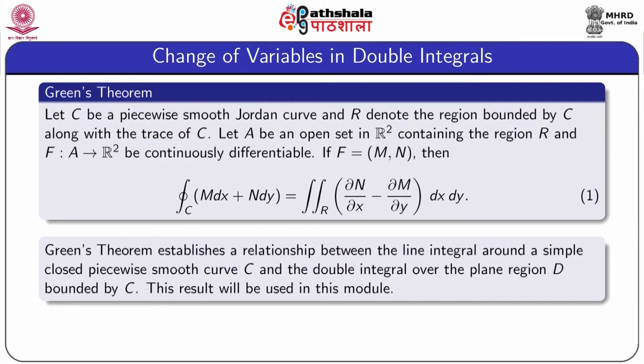Let C be a piecewise smooth Jordan curve and R denote the region bounded by C along with the trace of C. Let capital A be an open set in R2 containing the region R, and capital A from A to R2 be continuously differentiable. If M and N are the components of F, then the line integral over C of M dx plus N dy equals the double integral over R of del N del x minus del M del y dx dy.